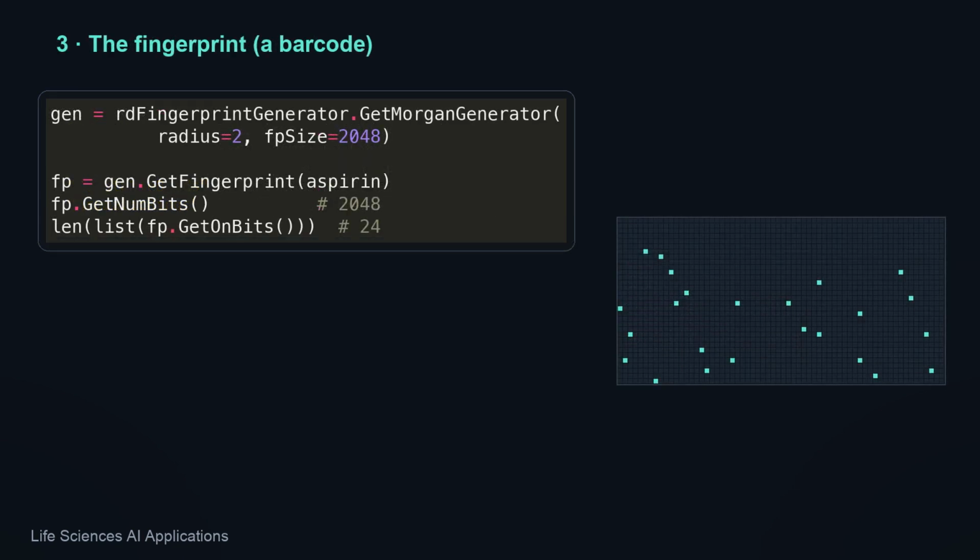Third, and most important for searching, the fingerprint. A Morgan fingerprint scans the neighborhood around every atom and flips on a bit for each substructure it finds, producing a fixed-length bit vector, here, 2048 bits, of which 24 are on for aspirin. Each lit cell means a chemical pattern is present. It's a molecule's barcode, and barcodes are easy to compare.